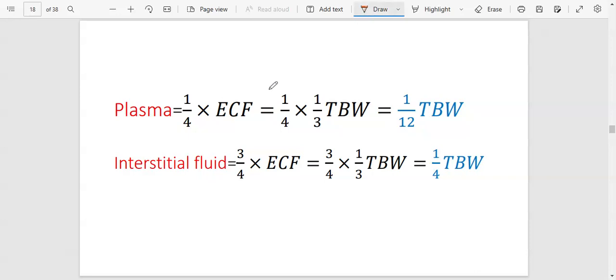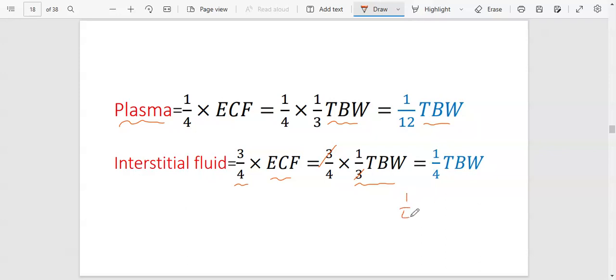Now, remember, we have said plasma is 1 out of 4 of ECF, but we also know that ECF is 1/3 of the total body water. Meaning that if you've been given the total body water, you can find the volume of plasma by just saying 1/12 of total body water. And the interstitial fluid, you said it is 3 out of 4 of ECF. And ECF, we said, is 1 out of 3 of total body water, meaning that this will cancel with this, meaning that interstitial fluid is just 1 out of 4 of total body water.